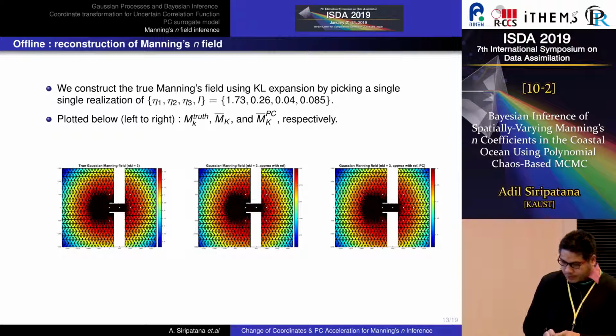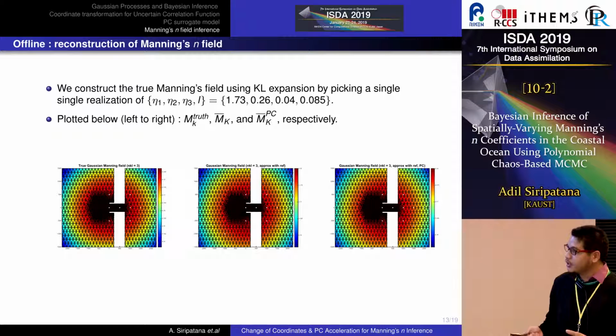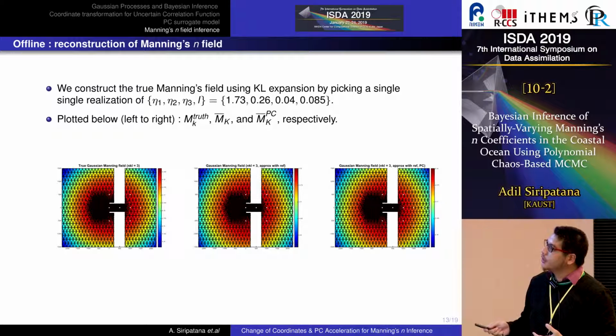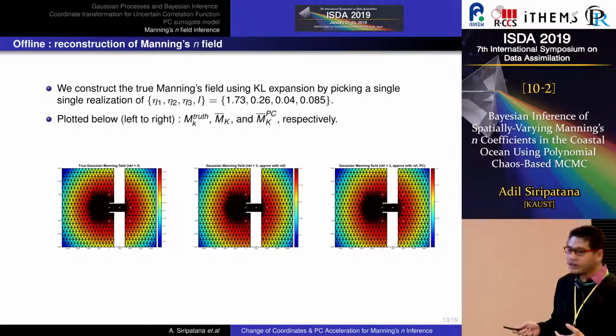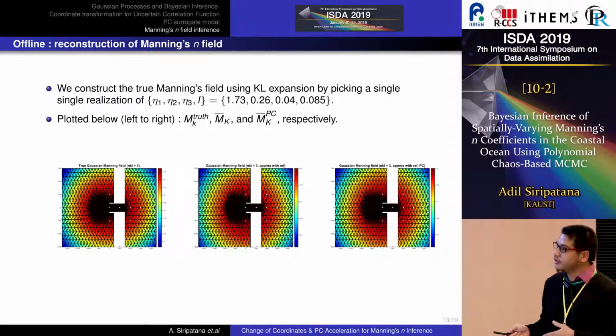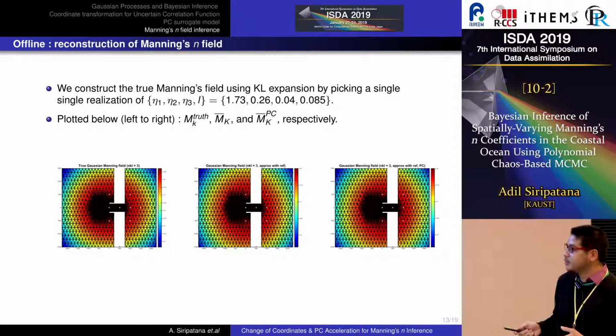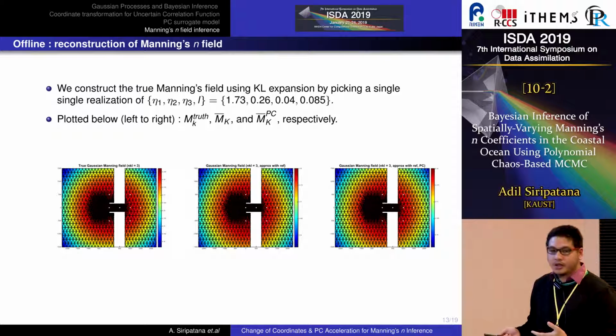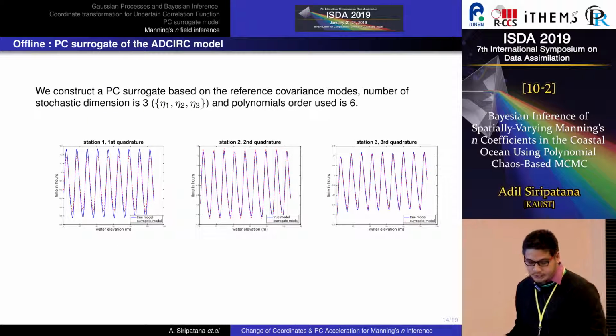So let's look at some reconstruction of the true Manning coefficient. At the left side here, we have the true field of Manning. We generate this using one realization of eta and Q, and then we reconstruct it using the KL expansion, and we get this field. In the middle, we reconstruct the field using the reference basis plus the change of basis. On the right-hand side, we also use the reference basis and change of coordinates, but instead we use the PC version of the change of coordinates. And we see that the PC version works really well and can really represent the true Manning.